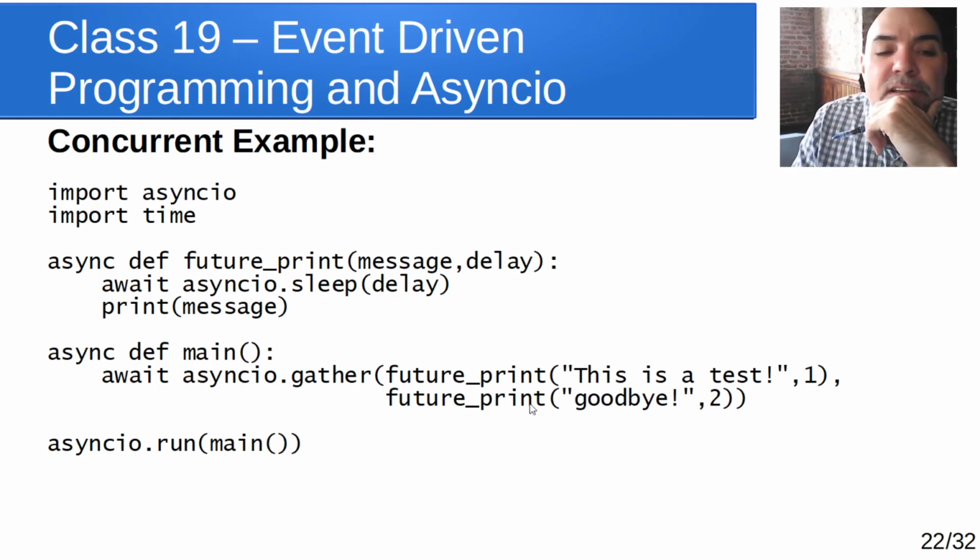We have async def future print, just like we did before. There's no difference in this function. But now I've created this async def main, and what it's doing is an await asyncio.gather.